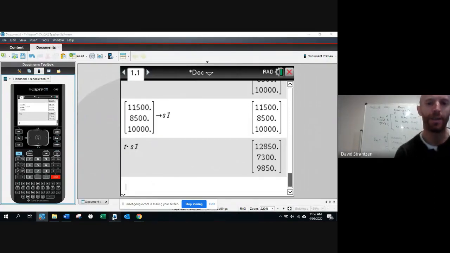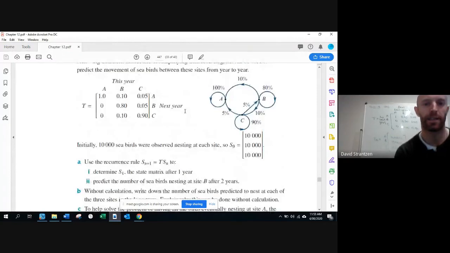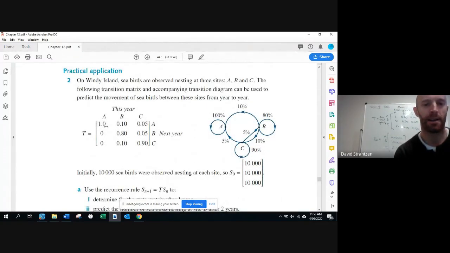Without calculation, write down the number of seabirds predicted to nest at each of the 3 sites in the long term. So this is after we have reached steady state, and then explain why this can be done without calculation. Now, this is where it's really important that birds, once they're at site A, they never move to any other sites. So eventually, even though it will take a long time to happen, all these other birds at sites B and C will eventually move to site A, because once they're at site A, they stay there. And there are always some birds going from B to A and some birds going from C to A, but never in the other direction.